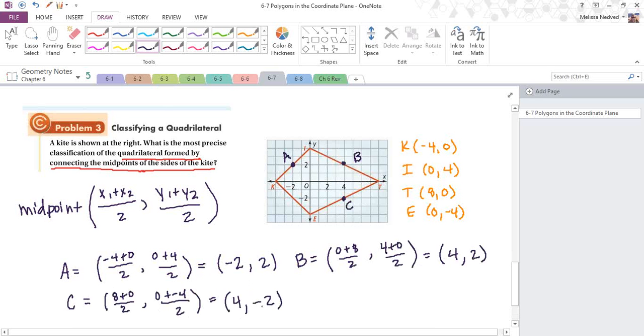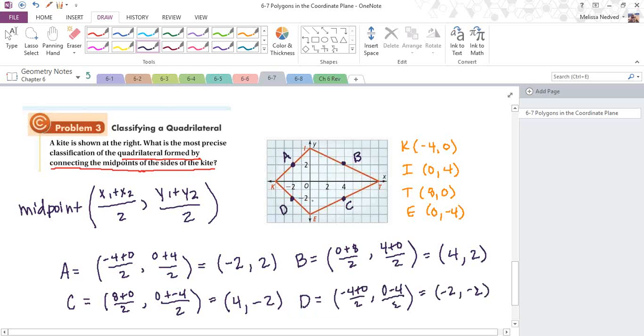And plot that. And the last one we're going to call point D, and that's going to be the midpoint of KE, negative 4 plus 0 divided by 2, and 0 minus 4 divided by 2. Simplify, negative 4 plus 0 is negative 4 divided by 2 is negative 2. 0 minus 4 is negative 4 divided by 2 is negative 2. So my last midpoint is the point negative 2, negative 2, and plot that.